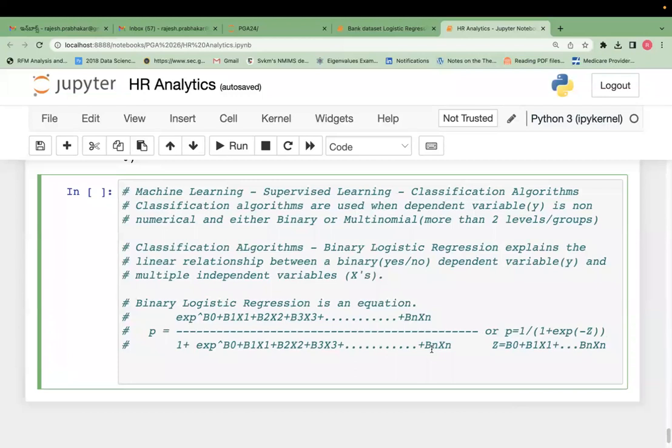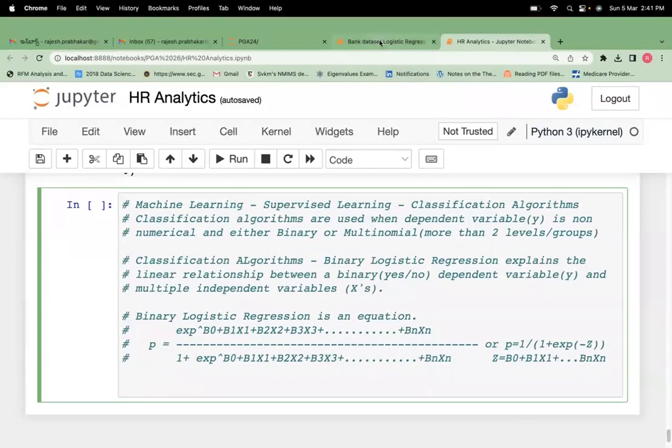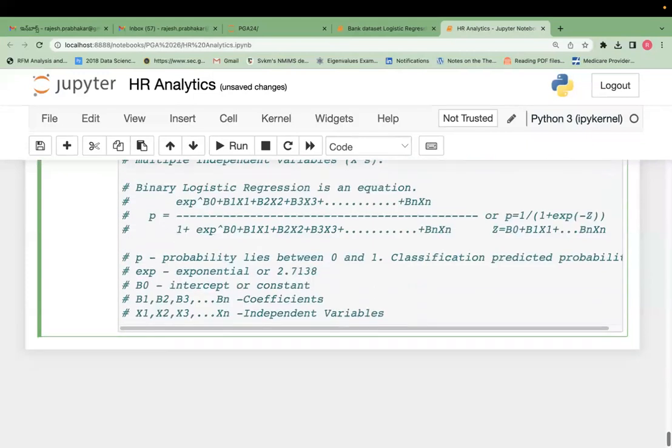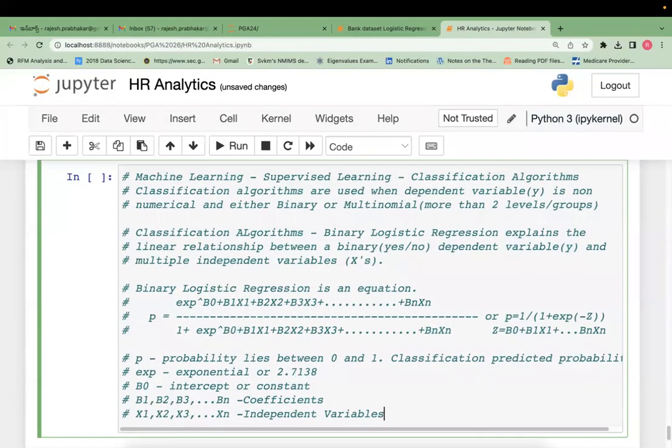Short form is this one: 1 by 1 plus e to the power of minus z. Z is the regression equation. Then the various components are this. P is the probability, e is the exponential, B0 is intercept, B1, B2, B3 are coefficients, X1, X2, X3 are your independent variables. Okay. So when you look at the classification, the binary logistic regression looks similar to linear regression only.